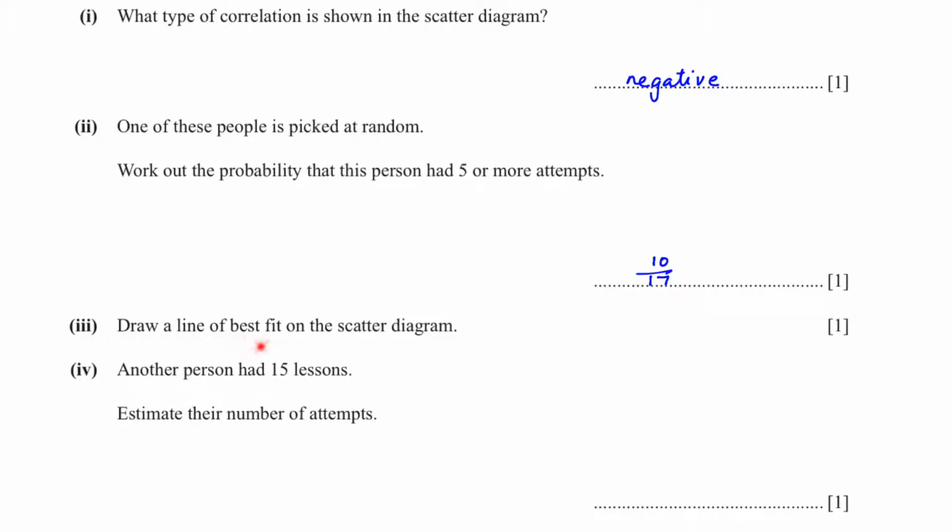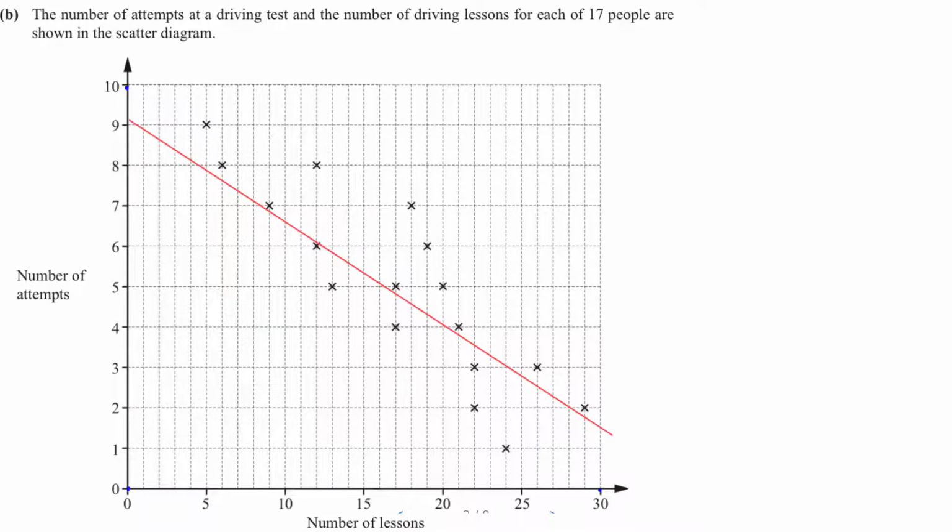Part 3, draw a line of best fit on the scatter diagram. So this is how we will draw a line of best fit. You can have a few points up and a few down.